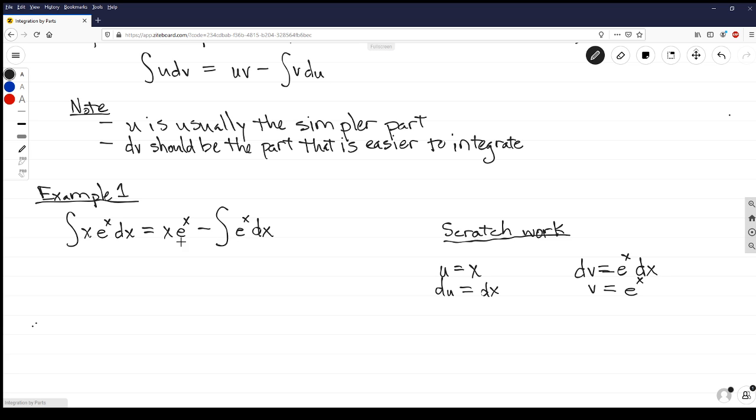So at this stage of the game, we are not quite done. But if we look here, the integral of e to the x dx is, well, it's just e to the x. So I can finish this problem by saying this is x times e to the x minus e to the x. And then remember, anytime we take the integral like this, we're going to have a constant. And this is the solution to example 1. And I'll even mark that in red.